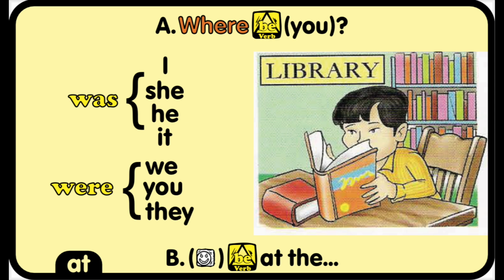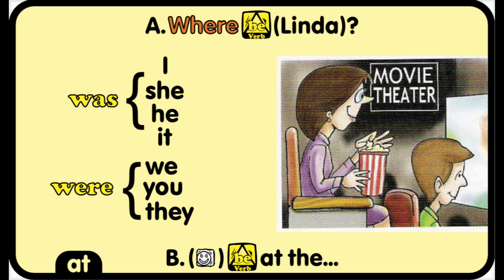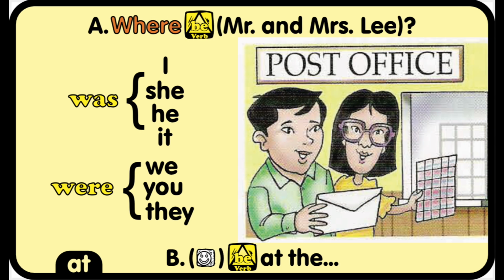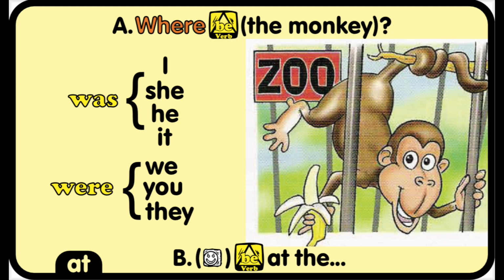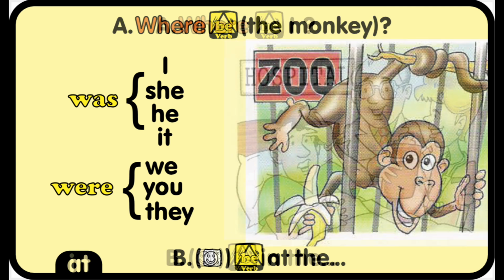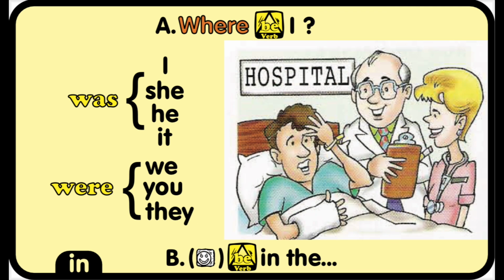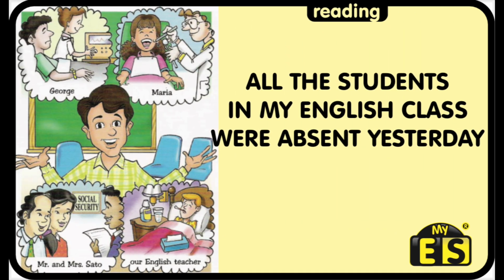Where were you? I was at the library. Where was Linda? She was at the movies. Where were Mr. and Mrs. Lee? They were at the post office. Where was the monkey? It was at the zoo. Where was I? You were in the hospital. All right, good job. Now let's do the reading.